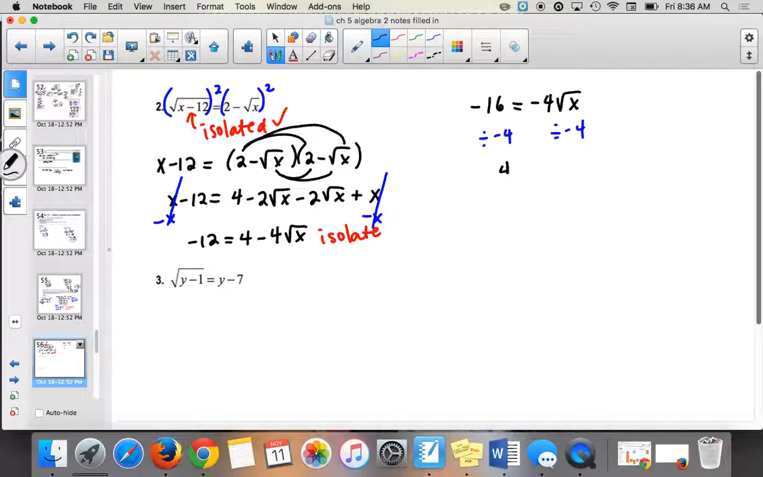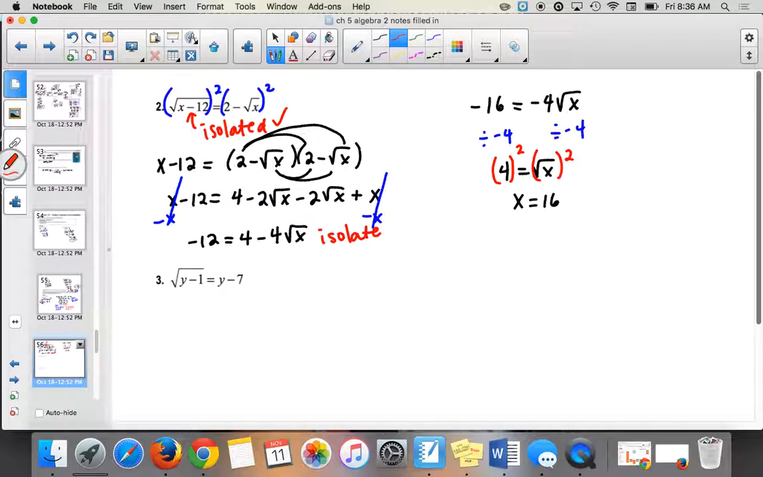So I get 4 is equal to root x. What's your answer? 16, right? A lot of people will say 2 there because they read it as x equals the square root of 4. It is x equals 16. It is not 2, because you're squaring both sides. You're not taking the square root, right? So it's just x equals 16.